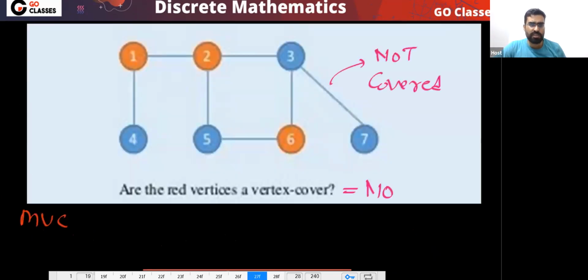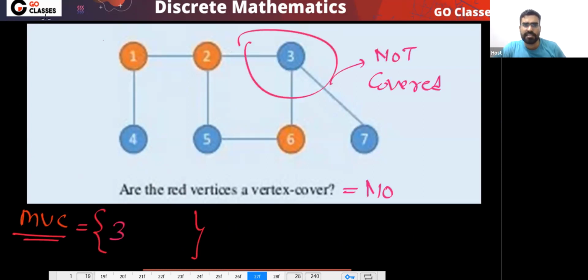So tell me here, what is the minimum vertex cover? Give me a minimum vertex cover. See, I want a minimum vertex cover. I can take these 3. If I take these 3, then these edges are gone. These edges we have covered.